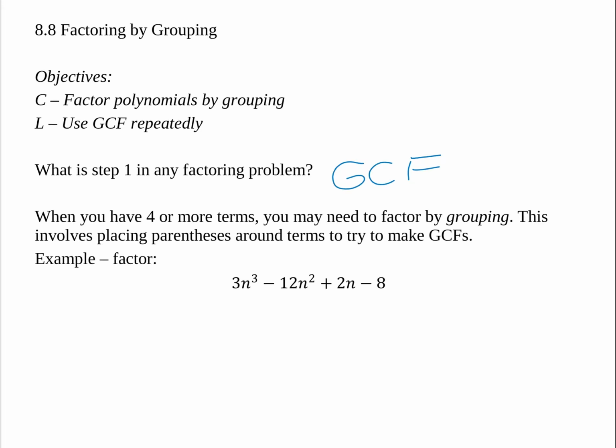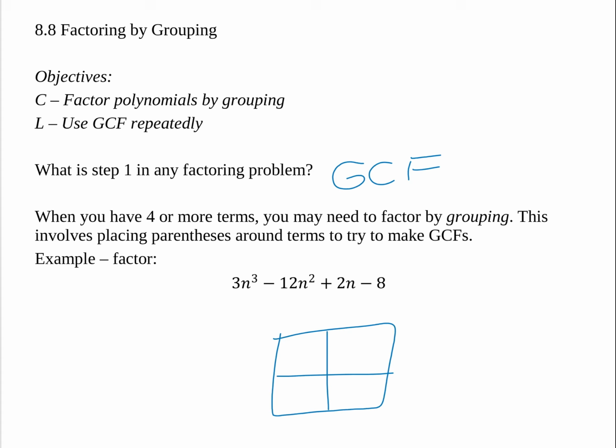So take a look at this example right here. Notice that there's 4 terms, and they're listed from highest degree to lowest degree. The 3rd degree term, the 2nd degree term, the 1st degree term, the 0 degree term, okay? Is there a GCF here other than 1 overall? No. Nope. So we're going to go straight to the box.